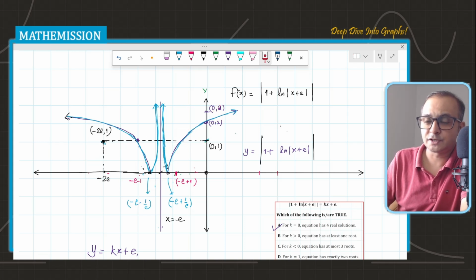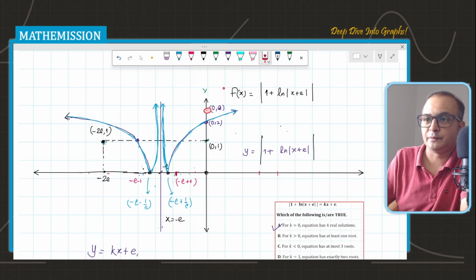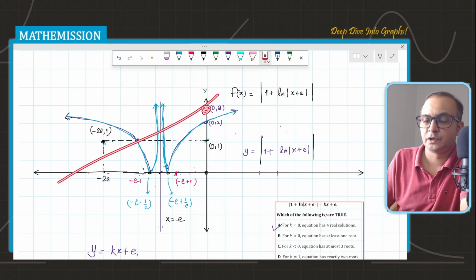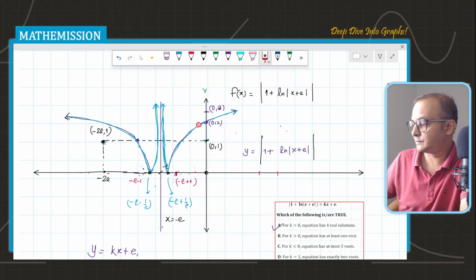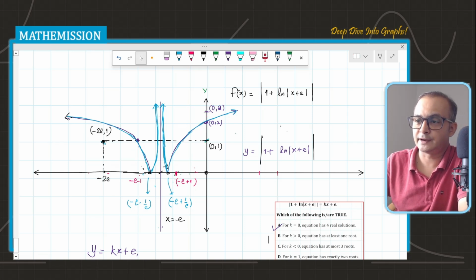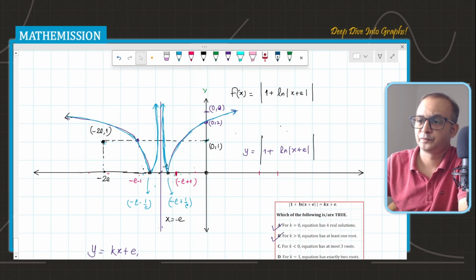So in the worst scenario, the graph can be drawn like this, it will hit the point 0 comma e here. I mean to say, in every such example, I'm drawing the line passing through 0 comma e. So from 0 comma e, in the worst scenario, you draw the line like this, it will intersect the given curve at one point. It means that this is also true that at least one root is possible. So B is also correct.